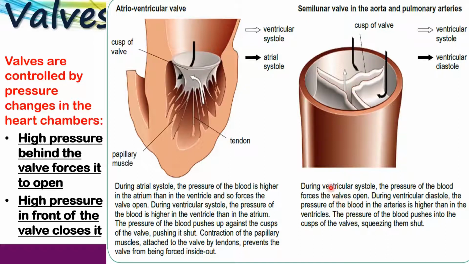Okay? So during ventricular systole, the pressure of the blood forces the valves open. Right? So the valves would open because definitely these ventricles are behind the semilunar valves now. Pressure is more there, so they would open. During ventricular diastole, the pressure of the blood in the arteries is higher than the ventricles. Pressure of the blood pushes into the cusps of valves, squeezing them shut. So have a close look at this diagram, and then we'll move on to the next slide.